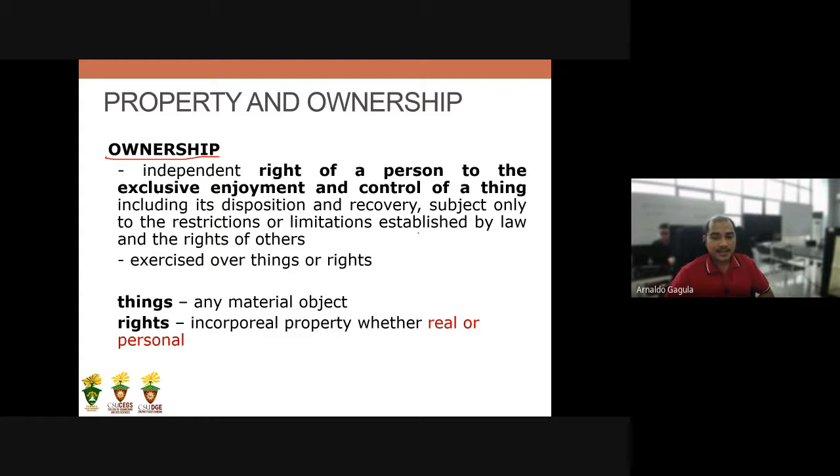Ownership is your right to own a specific property, with exclusive enjoyment and control. So it is an exclusive right. Ownership can be exercised over things or rights. When you say things, it means any material or object. And when you say rights, it is an incorporeal property, whether real or personal. This is what was discussed earlier about the meaning of rights.